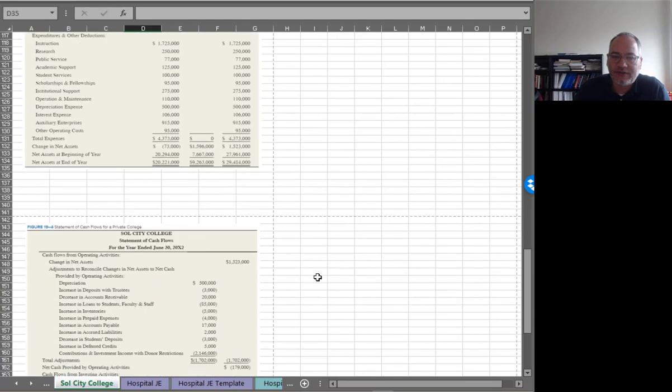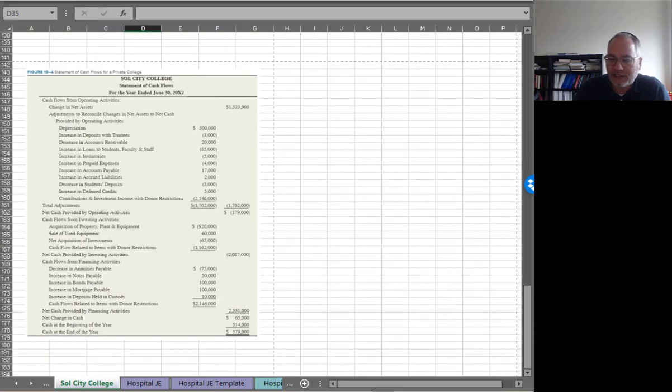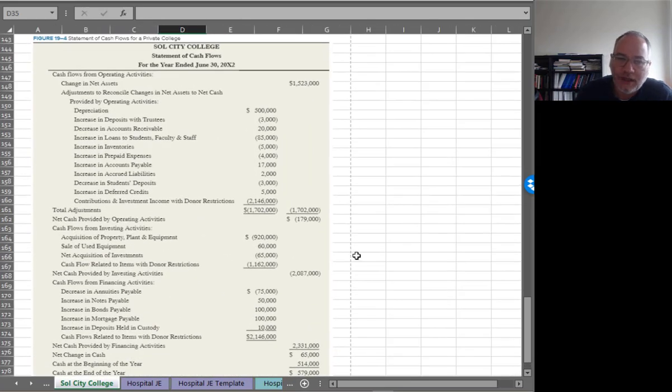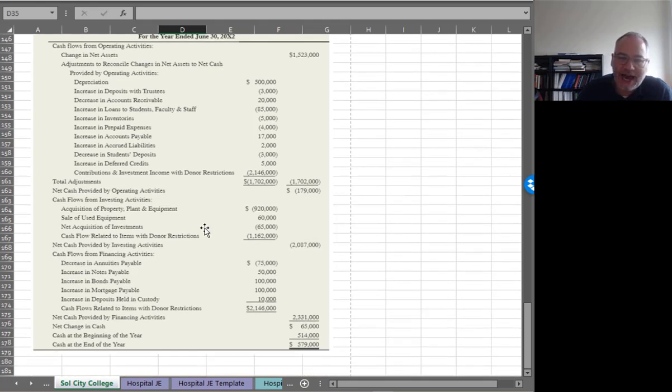But this is what the income statement looks like, and this is what the statement of cash flows is going to look like. You have operating, investing, and financing. You start off in operating with change in net assets, which is like income. It doesn't need to be split into with and without donor restrictions. You can see here it's pretty much the same thing that you would do with a for-profit. Investing and financing, the categories are very similar to a for-profit.